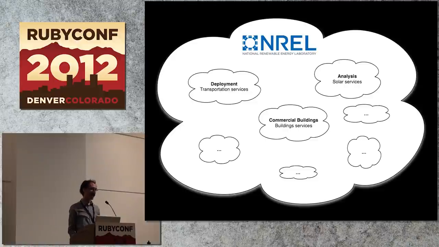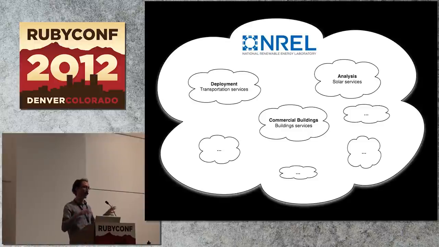So NREL is a big company. I don't know what the latest count is. It's grown a lot. It might be around 2,000 employees, something like that. Not all of us are developers. There are a lot of very smart scientists there doing very cool research on renewable energy. But we do have a lot of separate development groups within our organization. Our group historically has done vehicle stuff, while other groups do stuff related to buildings, and another group does stuff related to solar.